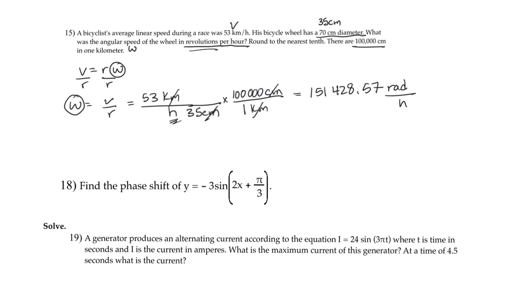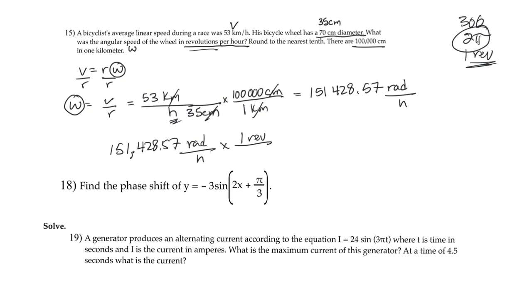But the question wants revs per hour, so I have to do the same thing as I've done before here. I have to convert this one. 151,428.57 radians per hour, and I have to convert that to revs per hour. So my units were 360 is the same as 2 pi, which is the same as 1 revolution. So I want revolutions, so 1 revolution is the same as 2 pi radians. Radians cancel, so I just have to take that answer I had and divide it by 2 pi.